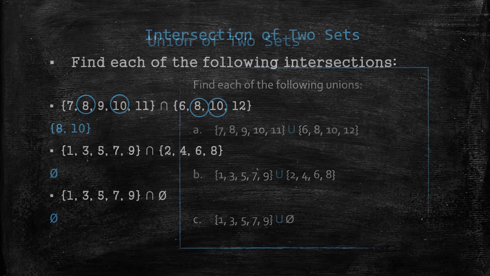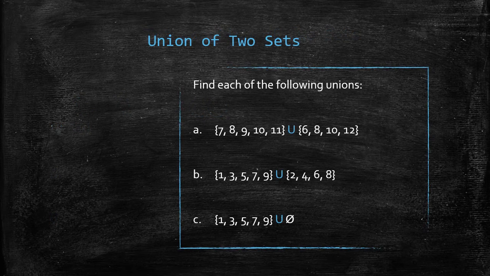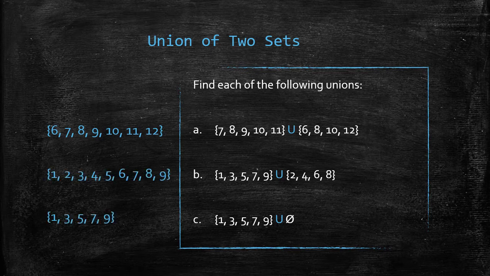Union of two sets, we need to list all the elements in both sets. And if an element occurs in both sets, we don't mention it twice, we just have to mention it once. Keep in mind the union of a set with the empty set is the set itself.